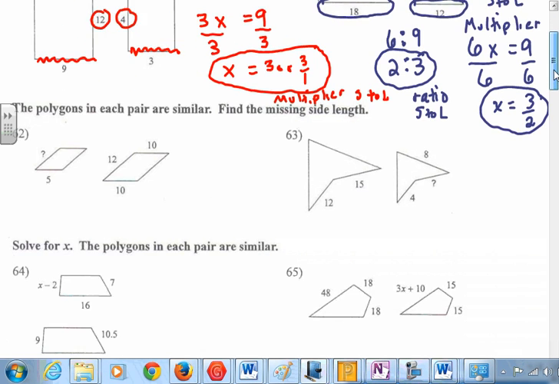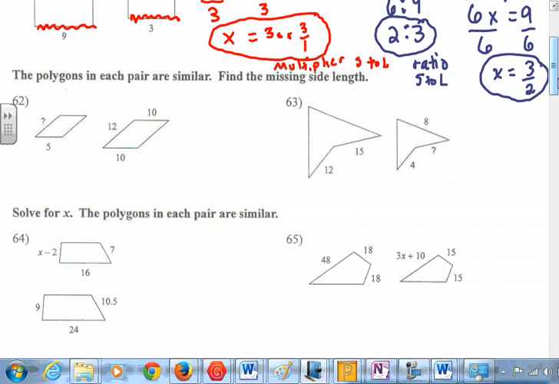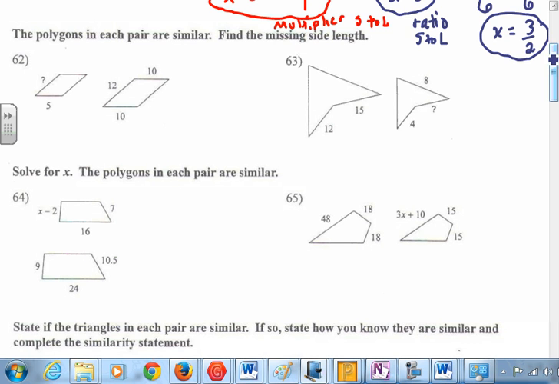For problems 62 and 63, the polygons in each pair are similar. Find the missing side length. So when we have similar polygons, we know that we can set up what to find a missing side length? A proportion. So we need to make sure we know what corresponds with what. The question mark is going to correspond with what side? 12. Question mark is my longer side. So that means 5 is going to correspond to 10.